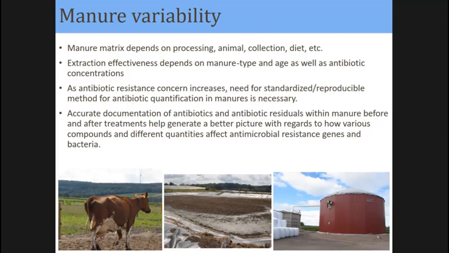What we don't want to do is paint a picture that we are either seeing a lot of antibiotics or not seeing any antibiotics because our extraction protocol isn't sufficient. The extraction effectiveness depends on the manure type and age. As antibiotic resistance concerns increase, I think it would probably behoove us to start developing protocols, just like we have standard methodologies to measure nutrients in manure, standard methodologies to extract and measure antibiotics from manures and soils. Accurate documentation of antibiotics and antibiotic residuals within manure before and after different treatments can help generate a better picture of how various compounds in different quantities affect antimicrobial resistant genes or don't affect them.